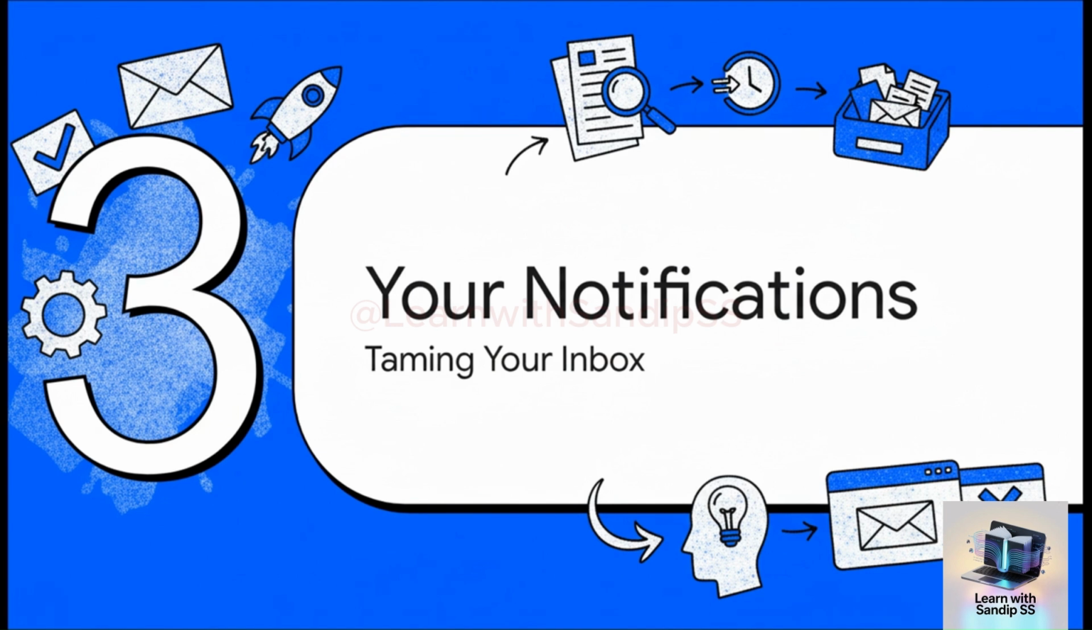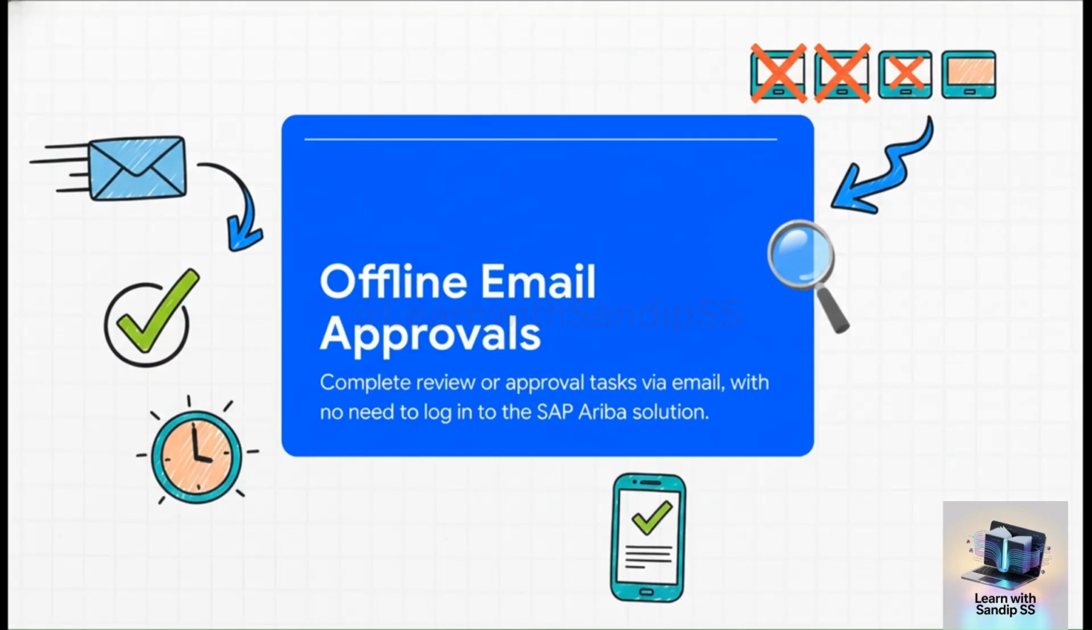Now, let's talk about making your life easier. Let's talk about efficiency. I mean, who doesn't get way too many emails? Well, Ariba has this really cool feature that helps you clear out your inbox and get things done way faster, right from your email. And trust me, this is an absolute game changer. It's called offline email approvals.